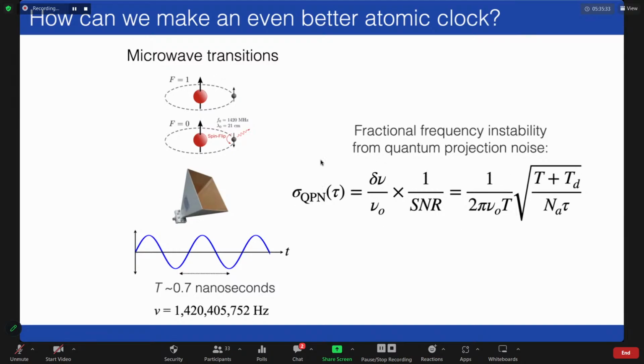We can very easily from that write down an expression for how good our atomic clock can really be. And when you look at this expression, you see right away that there's this nu naught, the frequency of the transition or frequency of the local oscillator that we're comparing to the transition, in the denominator.